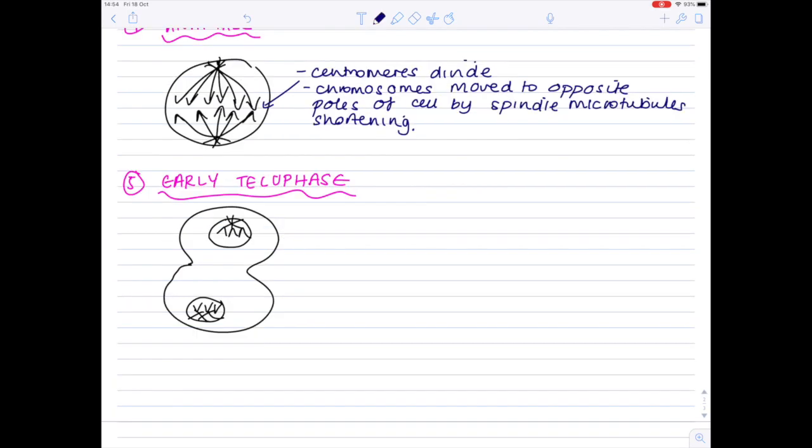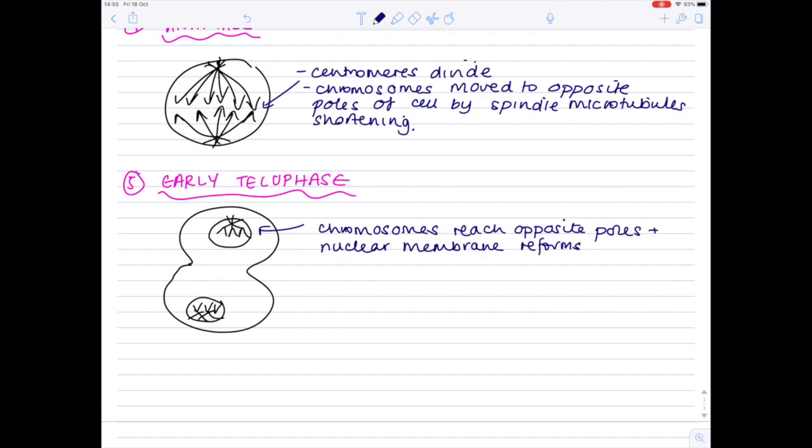In early telophase, the chromosomes reach the opposite poles and the nuclear membranes start to form around them. Because the spindle microtubules are no longer needed, they begin to break down.